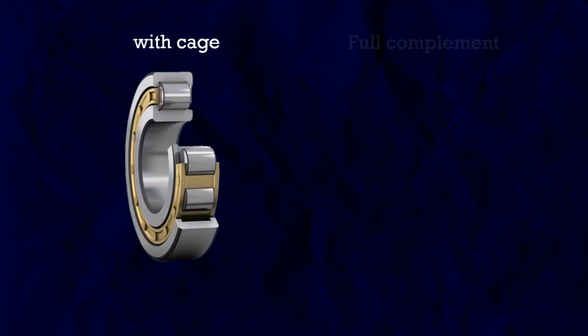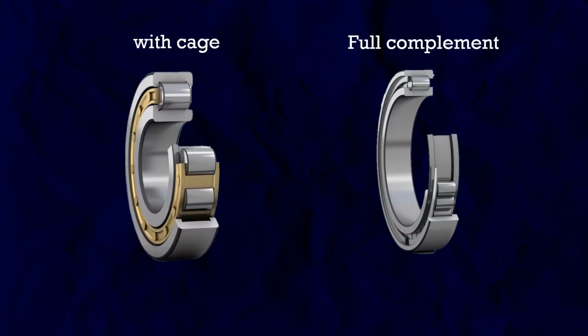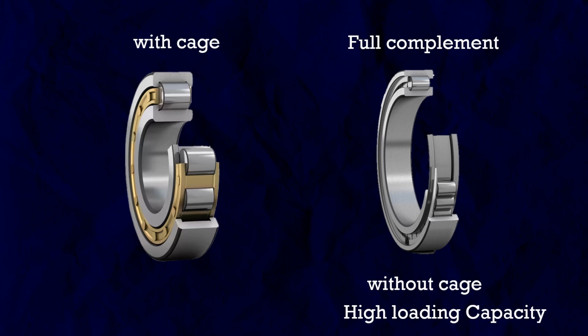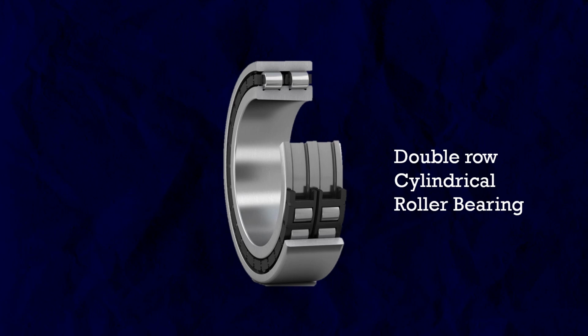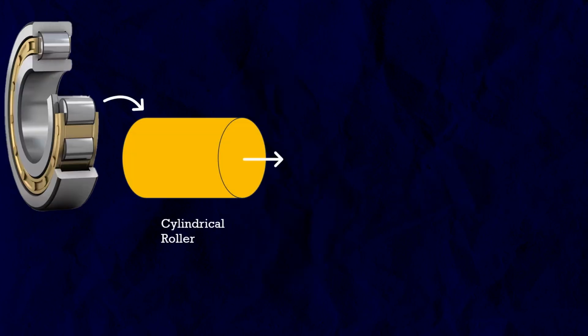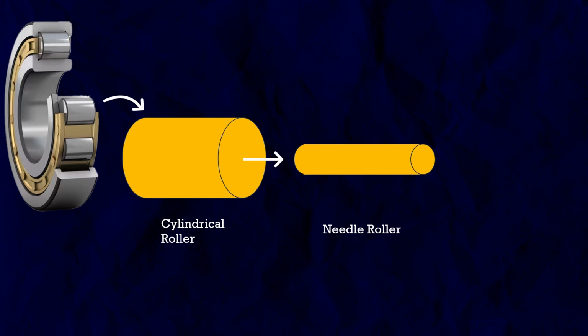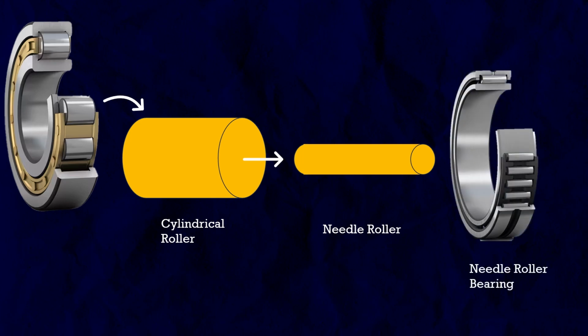And there are mainly two options in cylindrical roller bearings. One is with cage, and the second is full complement cylindrical roller bearing, meaning without cage, meaning the maximum number of rollers. And cylindrical roller bearings also come in double row. And if space is very limited, we can decrease the diameter of the roller, and it's called a needle, and we will call it a needle bearing. And we use the needle bearing only if the space is limited.